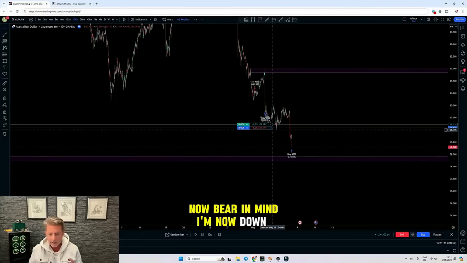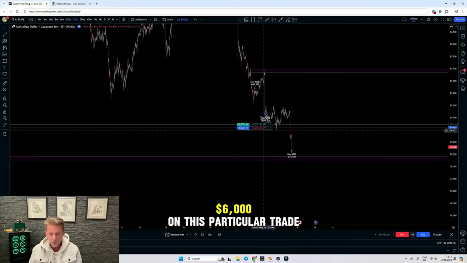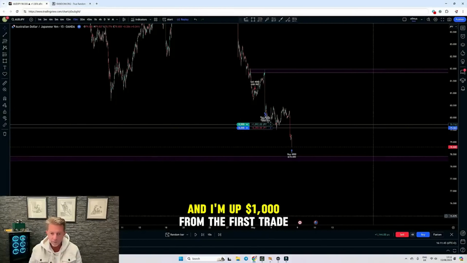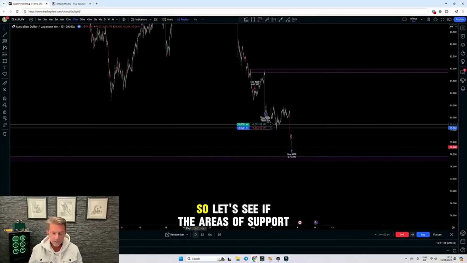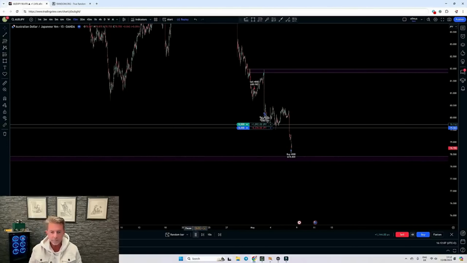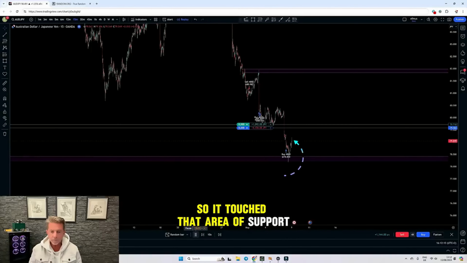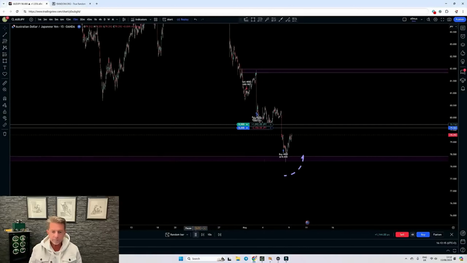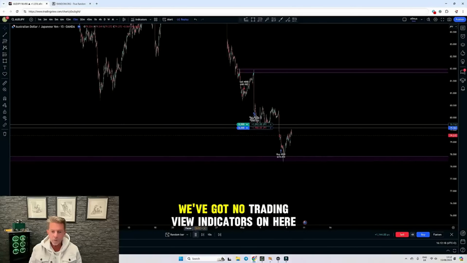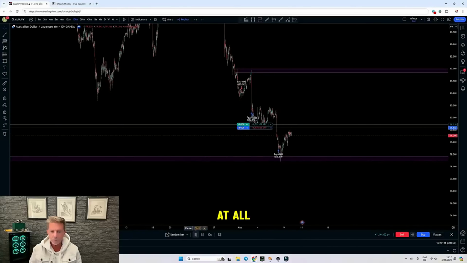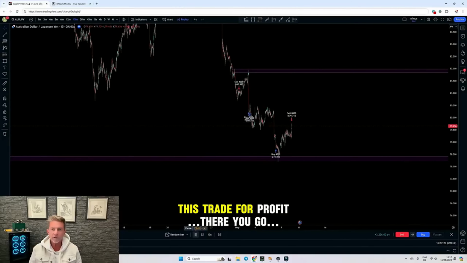Now bear in mind I'm now down $6,000 on this particular trade, and I'm up $1,000 from the first trade. So let's see if the areas of support and resistance are enough for us to continue to trade and get back into a profit. Let's continue. So it touched that area of support underneath the market, started to move back up. We've got no trading view indicators on here at all, and let's see whether we get out of this trade for a profit. There you go.